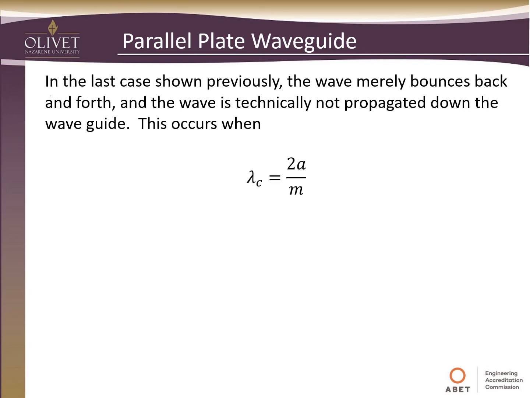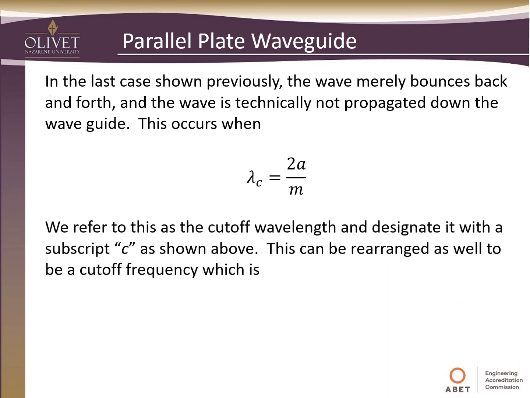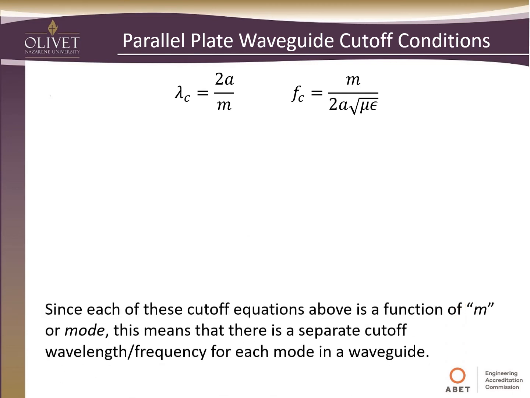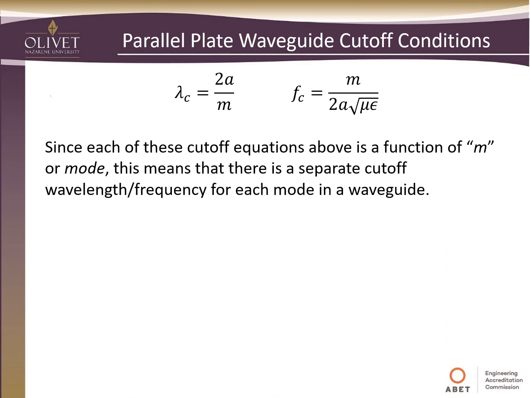So this occurs at this cutoff, we call it the cutoff wavelength, which is 2a over m. And so here we refer to this with this lowercase c, indicating this is the cutoff wavelength. And so this can be rearranged then to a frequency. We can have a cutoff frequency, which is equal to this equation here. We'll examine that more in just a second. So since each of these cutoff equations above is a function of the mode, or m, this means that there is a separate cutoff wavelength or frequency for each mode in the waveguide.